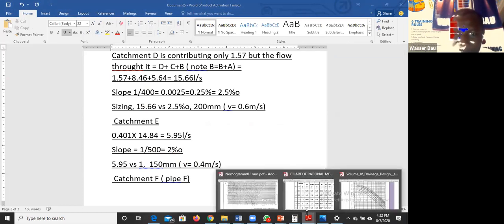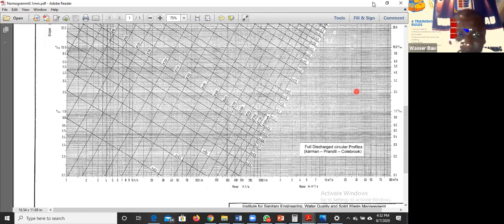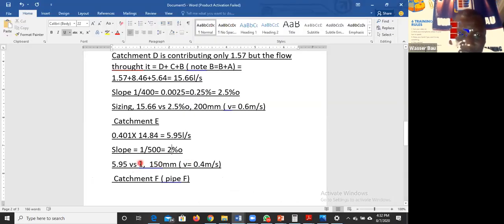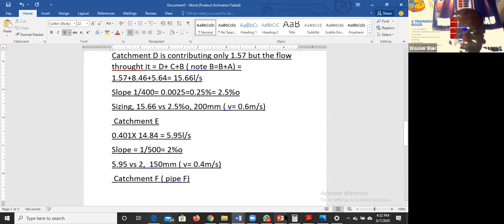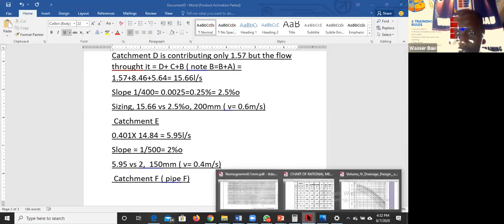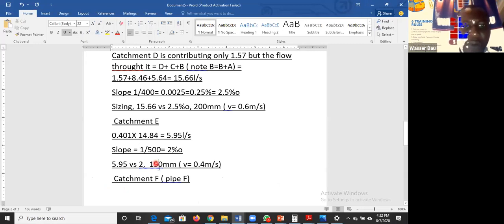So will that change my parameter? Let me check. So we are doing 5.9 against 2%. Oh, this is cool. I'm really excited. Well, why should I be too surprised? All of us are engineers, it's not like I'm teaching primary school students. So 5.9 against 2%: 125. The value is 125 and not 150.